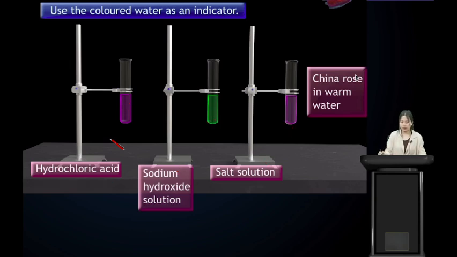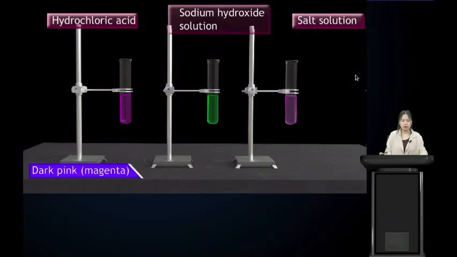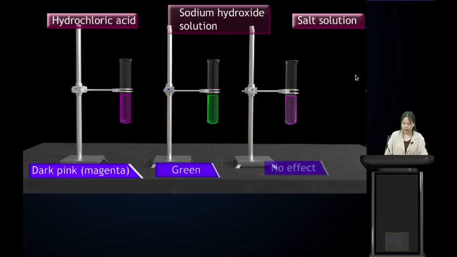Hydrochloric acid is an acid, so the first test tube is acid. The second test tube contains sodium hydroxide, which is a base, and the third test tube contains salt solution, which is neutral. Let us see what happens when we add the China rose solution to these 3 test tubes. When we add it to acid, it turns dark pink or magenta. In base, the sodium hydroxide, it changes the solution to green color, and in salt solution it has no effect.